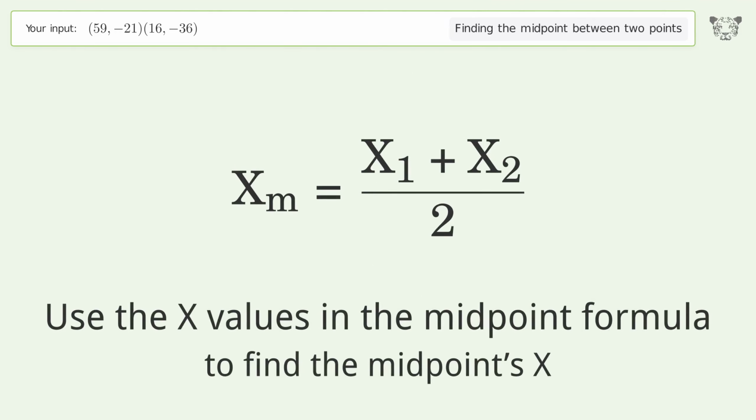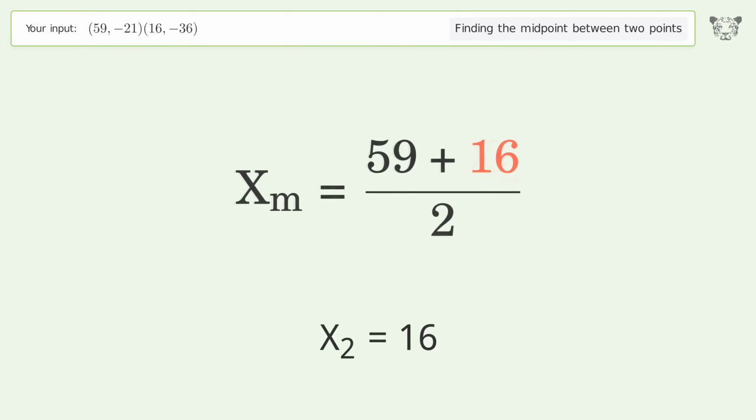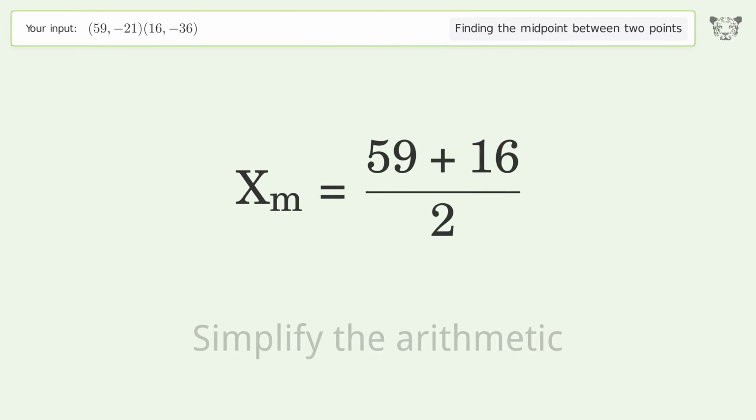Use the x values in the midpoint formula to find the midpoint's x. x1 equals 59. x2 equals 16. Simplify the arithmetic.